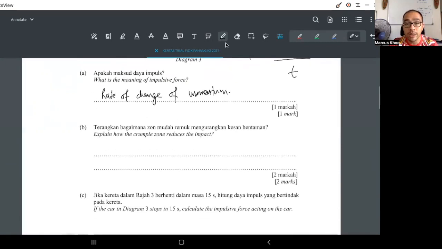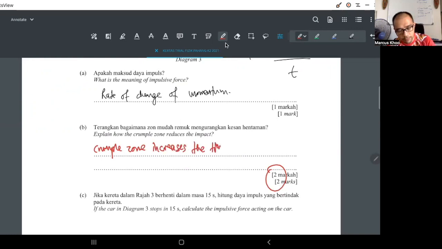Now explain how the crumple zone reduces the impact. Whenever we talk about impulsive force, it is usually a 2-mark question. You talk about the crumple zone increasing the time of impact. That's point number 1. Point number 2, this decreases the impulsive force.